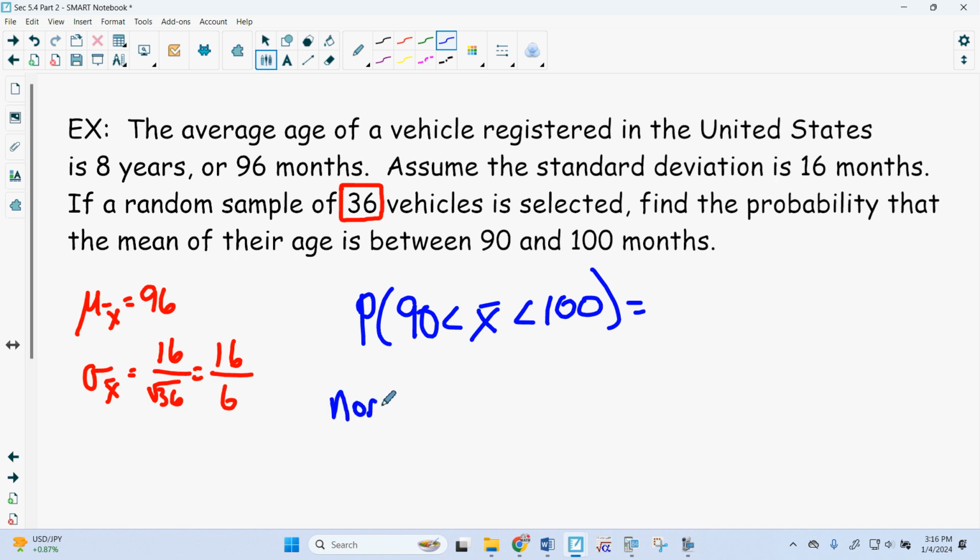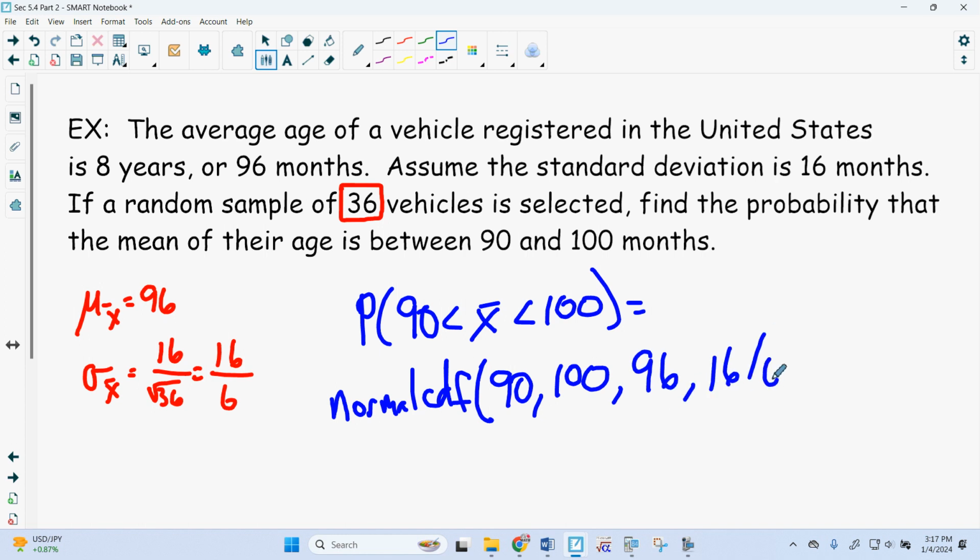And then we can go to our calculator, and this is just normalcdf of 90, 100, 96, 16 divided by 6, and you can put that in your calculator. So what you're really doing on these problems is you're deciding a couple things. One, can you do them? Is your sample size big enough if you need that? And then two, what's the standard deviation? That's the only thing that's really changing in these examples.